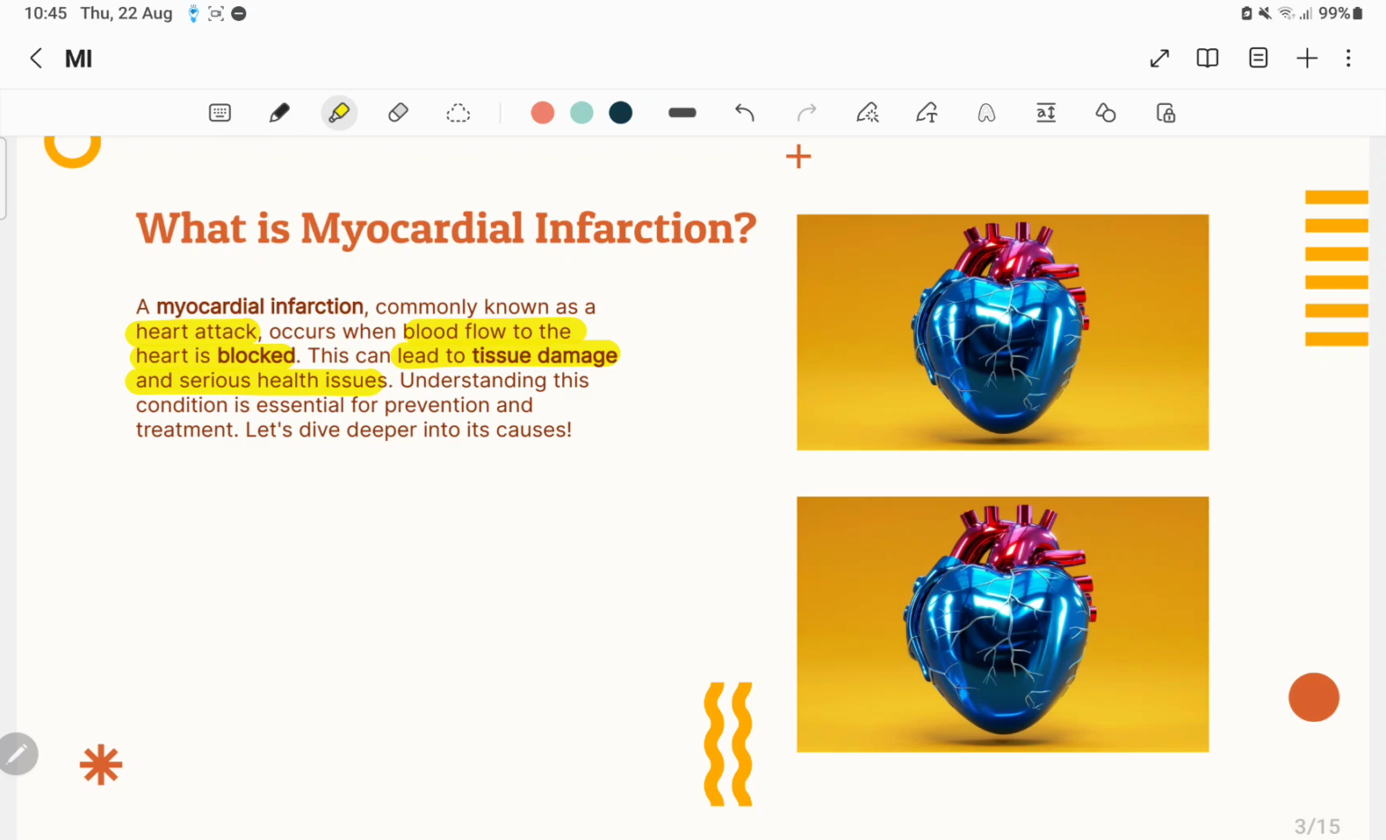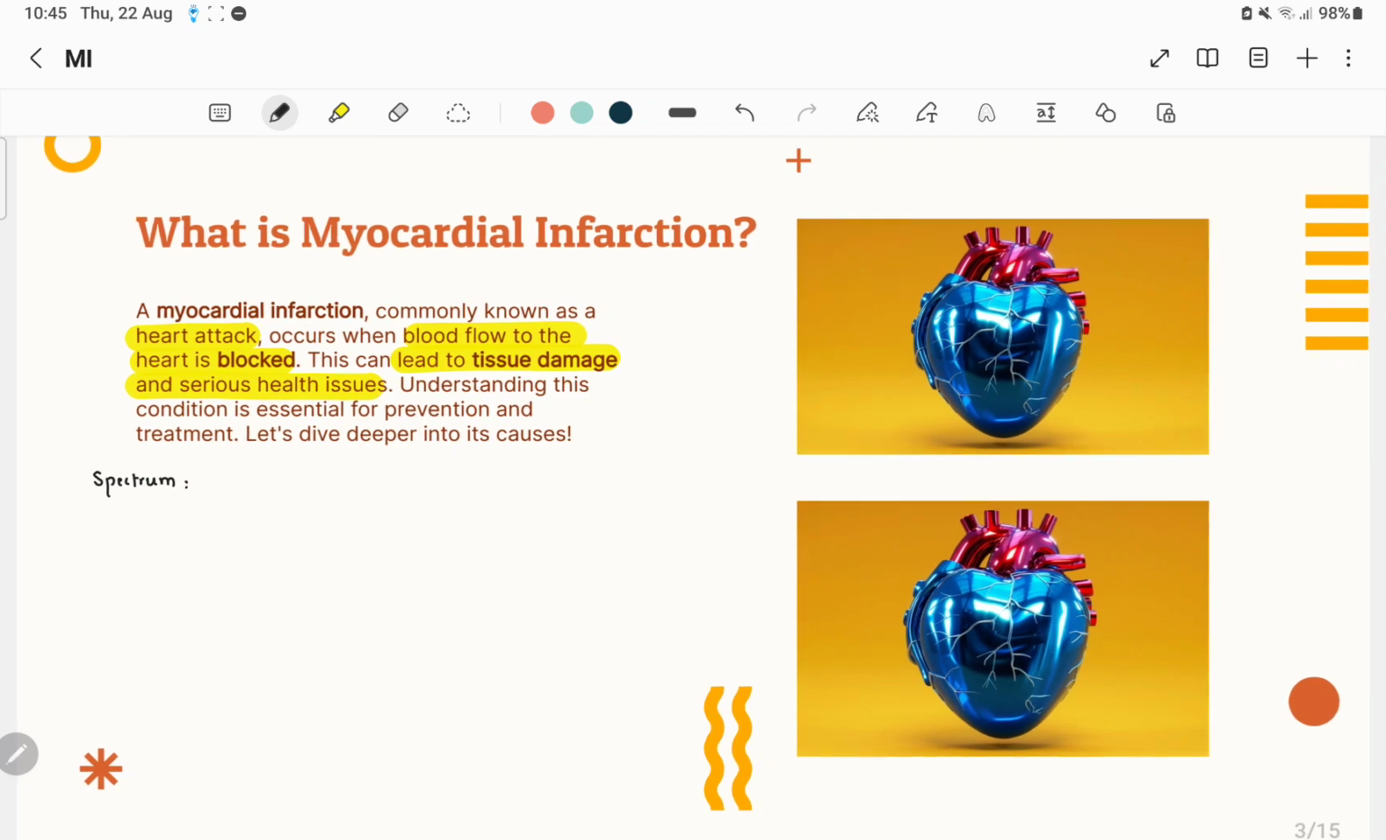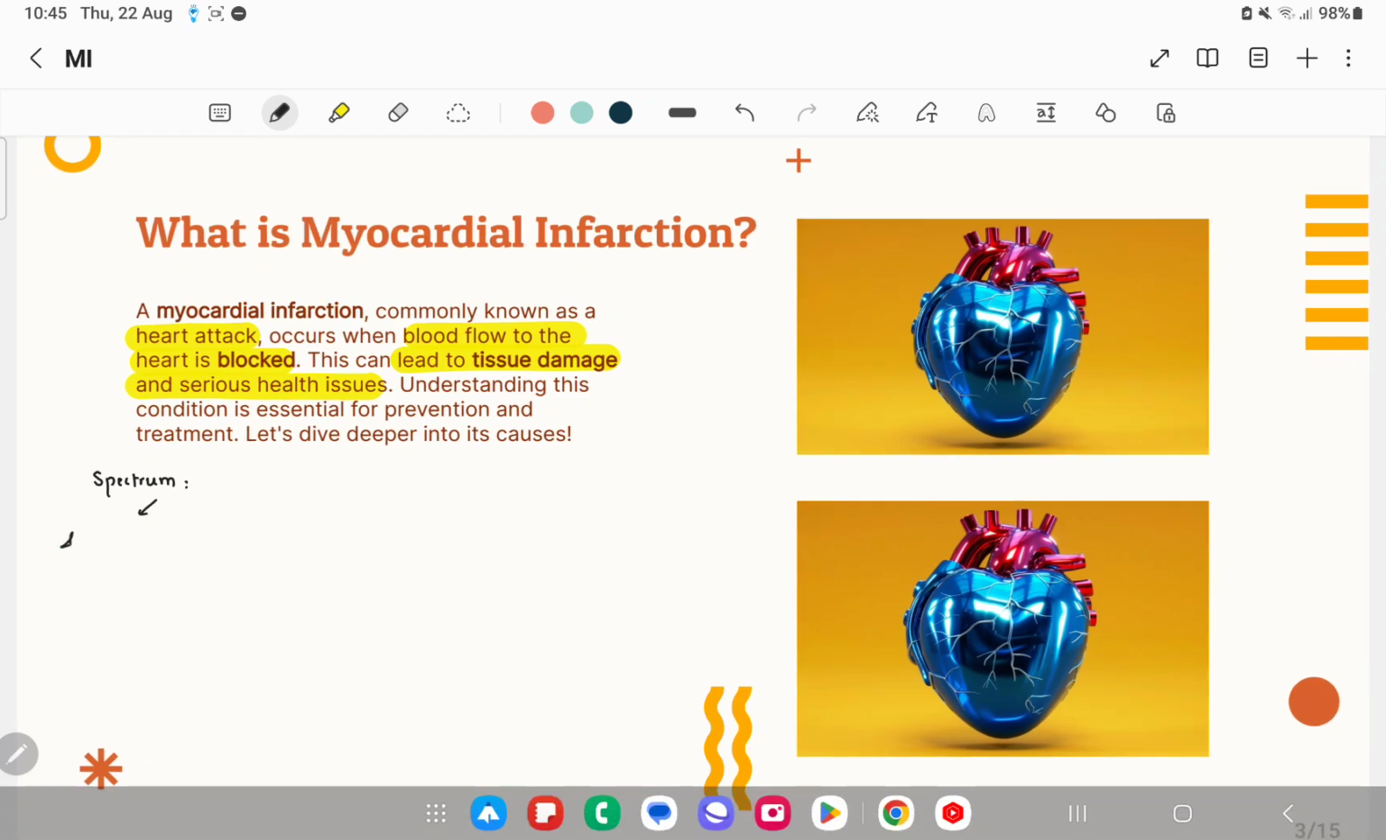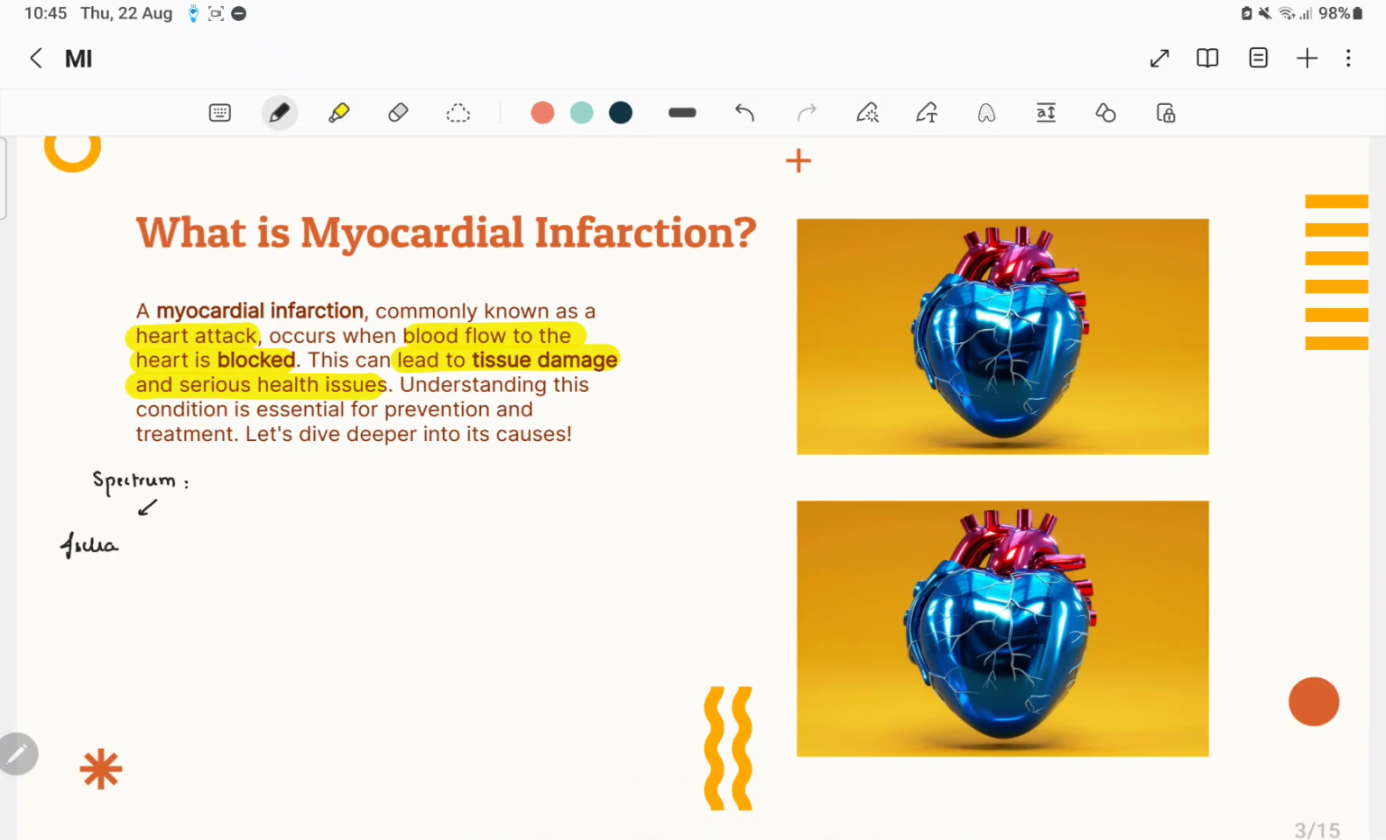Talking about myocardial infarction, we have a spectrum of disorders. Talking about the spectrum, we have ischemia here. Ischemia means there is a depletion of oxygen, not a complete loss. This ischemia leads to angina. Angina is acute chest pain or acute chest congestion.